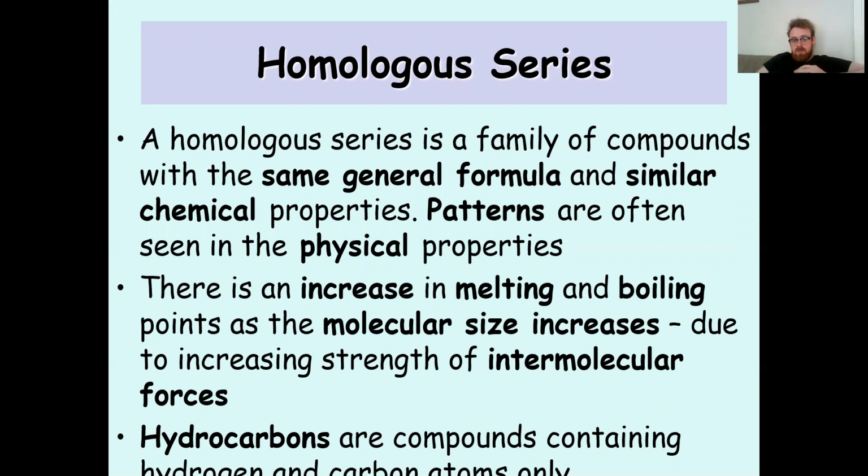The first thing that you need to remember is that a homologous series is a family of compounds with the same general formula and similar chemical properties. Same general formula means CnH2n or CnH2n+2 or whatever the general formula is. Similar chemical properties means that they react very similarly, so all the alkanes will react in a very similar way. All the alkenes can do addition reactions, that kind of thing.